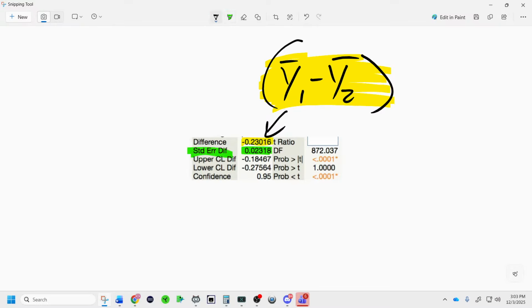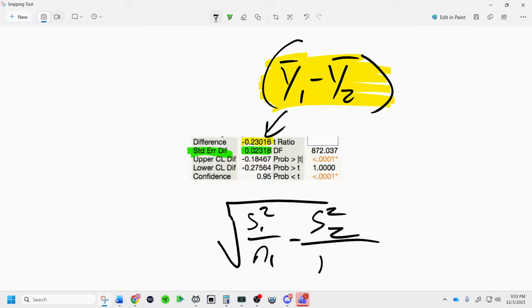And then this quantity here is the standard error. That quantity right there is the full thing, the square root of s sub 1 squared over n sub 1 plus s sub 2 squared over n sub 2. How do you get the answer from this then? Who knows how to get the answer? Just take the numbers and what?